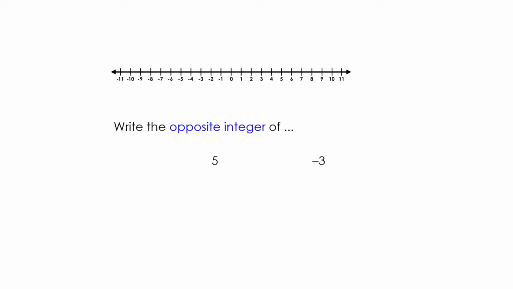Write the opposite integer of 5. So let's find 5 here. 5 is here. The opposite integer would be negative 5. And it says 3, well, negative 3. Negative 3 is right here. The opposite of negative 3 would be 3. You might also see it written like this.